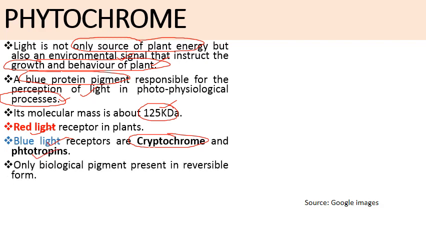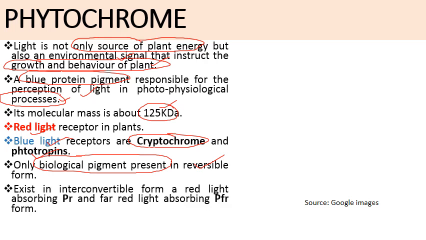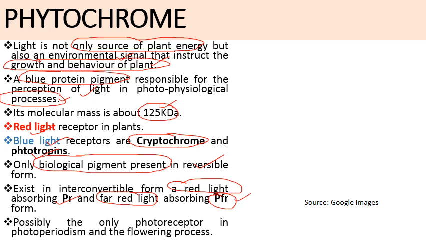This phytochrome is the only biological pigment that is present in reversible form. So it exists in interconvertible forms. There is one form which absorbs the red light, that is commonly known as Pr form, and the other form which absorbs far red light, it is known as PFR form. So it exists in two forms, that is Pr and PFR form. And possibly this is the only photoreceptor that controls the photoperiodic responses and flowering processes.